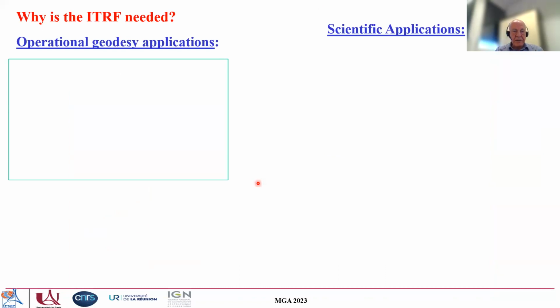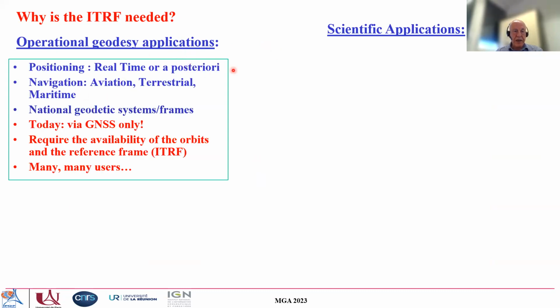Now, why is the ITRF needed? We have operational geodesy applications: positioning, real-time or a posteriori, navigation, aviation, maritime, terrestrial, but also national geodetic systems and frames. And nowadays, most of the countries use the GNSS technology to modernize their national reference frames. Using GNSS requires the availability of the orbits, and that is available via the IGS products. The IGS stands for the International GNSS Service, but also the ITRF.